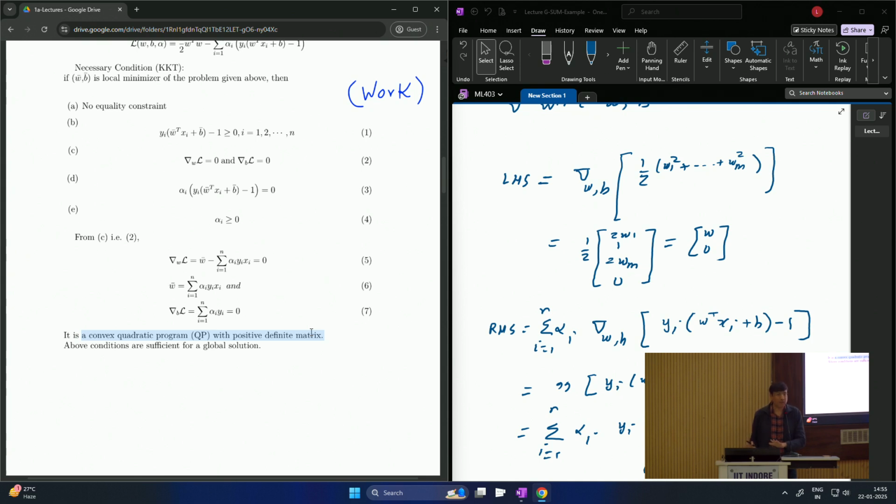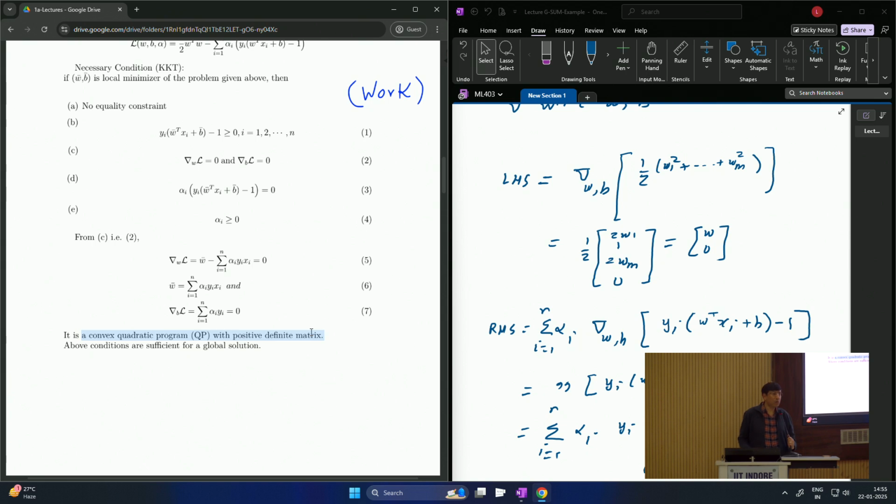So whatever necessary conditions you apply will not just be a candidate for minimizer. They will be a minimizer. They will be a global minimizer. Is that okay? Without going further into sufficiency conditions, because that's not the focus of the class.